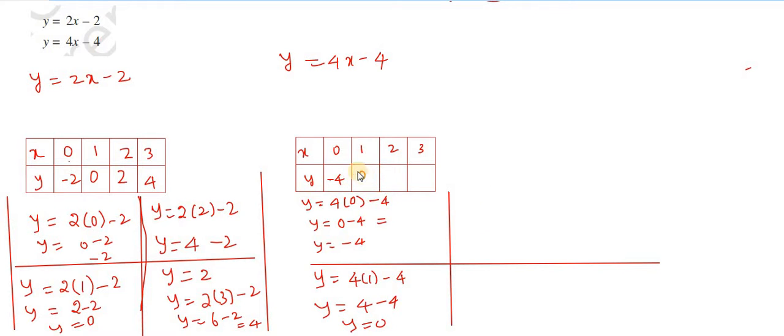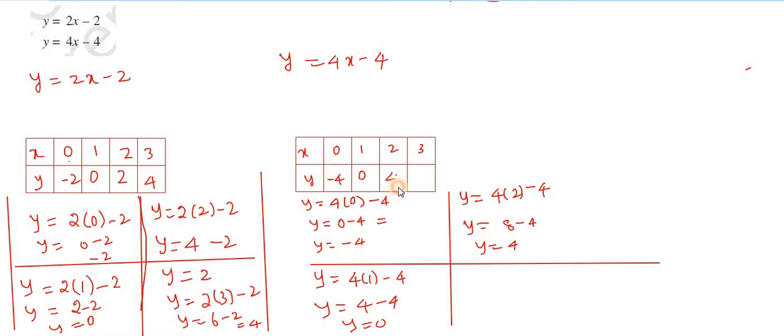Next value is 2. Substitute the value of 2 in the place of x. So 4 into 2, 4 2s are 8, minus 4. Therefore y is equal to 8 minus 4. So y is equal to 4.